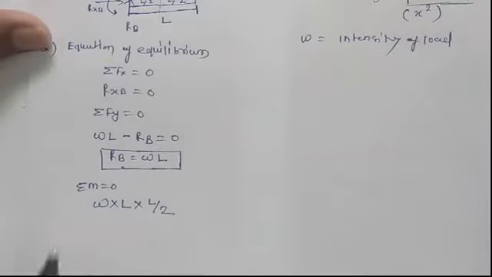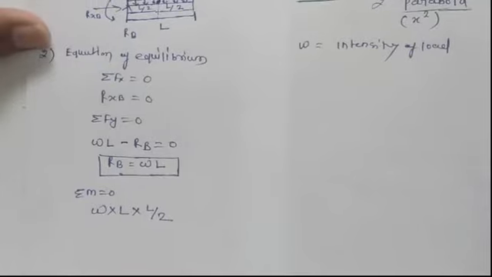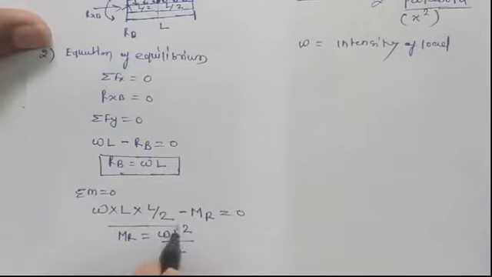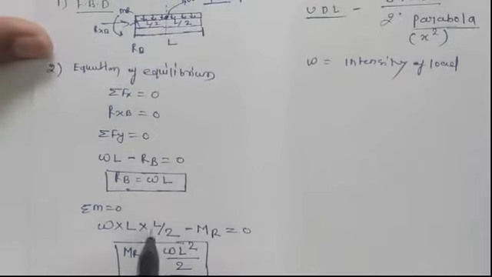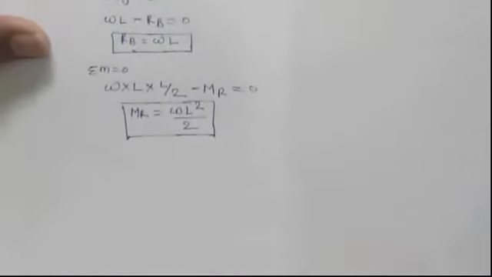Since it is clockwise, we are taking it positive, and minus MR, which is anti-clockwise. So that MR value, this moment value, will be W into L by 2, that is W L square divided by 2. So this is the moment value. Now this is very important: the centroidal distance we have to take only when we consider the moment, not the shear force.